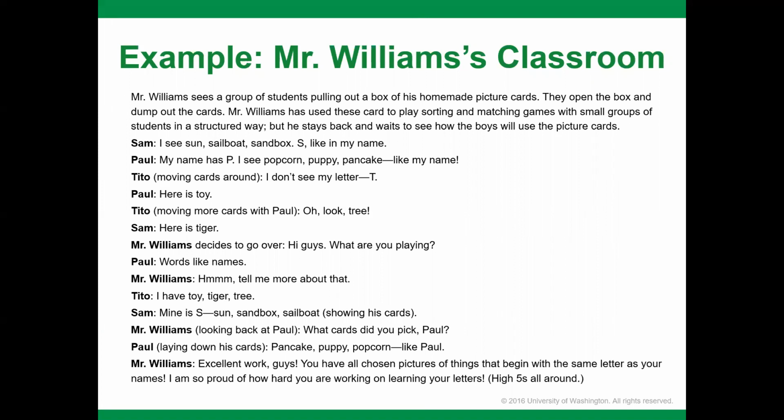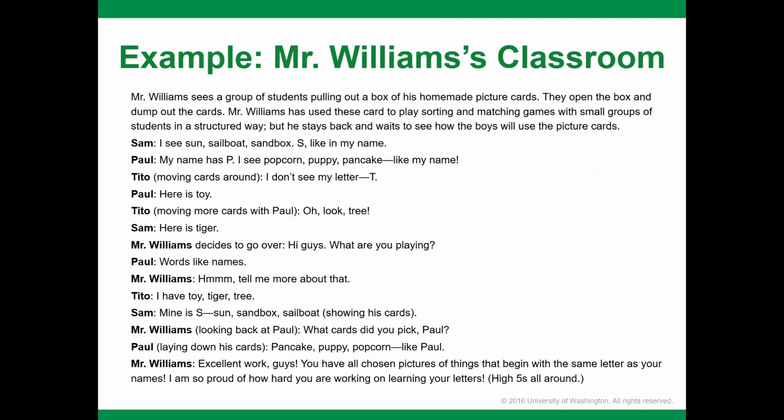Sam: I see sun, sailboat, sandbox, S, like in my name. Paul: My name has P. I see popcorn, puppy, pancake, like my name. Tito, moving cards around: I don't see my letter T. Paul: Here's toy. Tito: Oh look, tree. Sam: Here is tiger. Mr. Williams decides to go over.